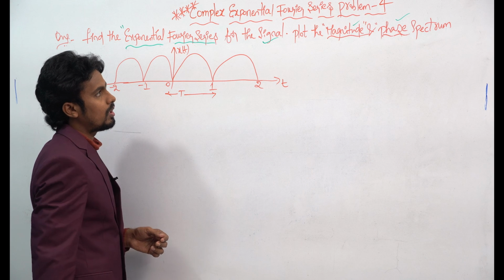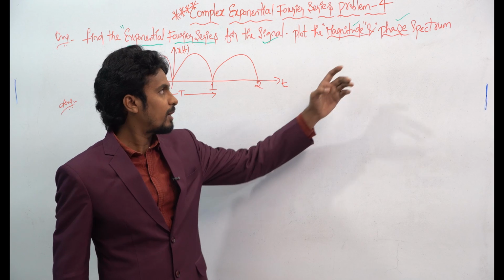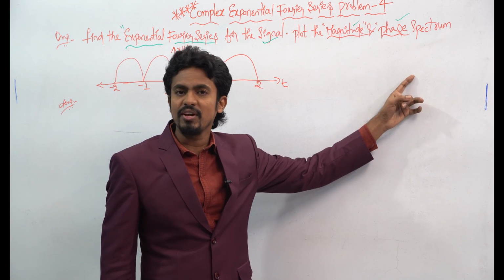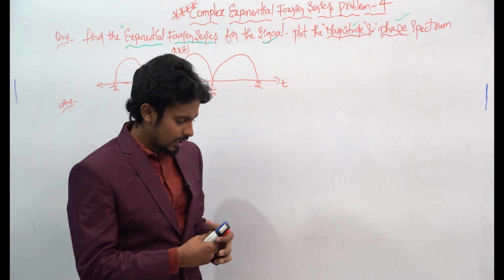What do you have to do? We have to find the exponential Fourier series, and next we have to plot the magnitude as well as the phase spectrum for this signal. Okay, this was our target.